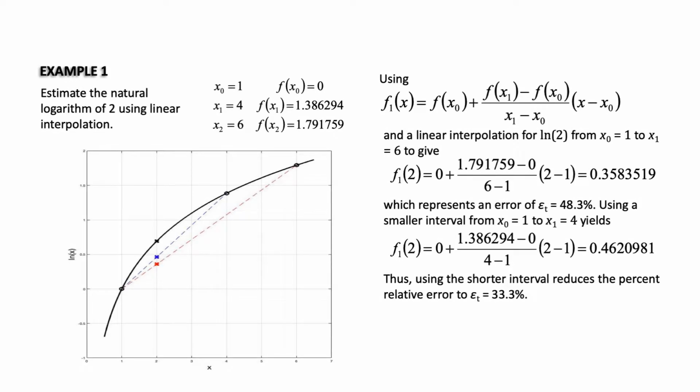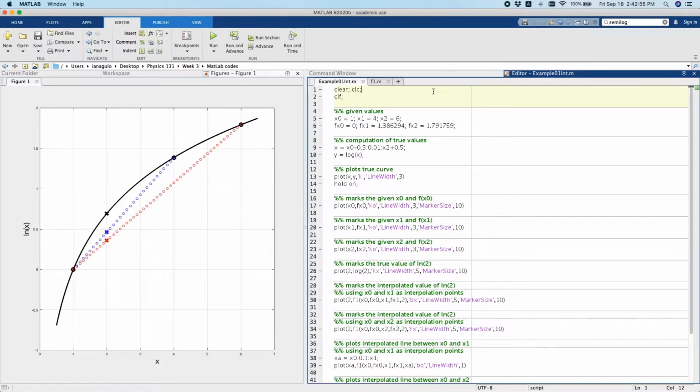Hi everyone, let's discuss how to implement the code for linear interpolation in example number 1. If you recall, the problem for example number 1 is to estimate the natural logarithm of 2 using linear interpolation. We've already discussed the solution in the other video and you already saw this graph. Here's the MATLAB code that I used in order to generate the graph and the interpolated data based on the example number 1 problem. So let's go through this step by step.